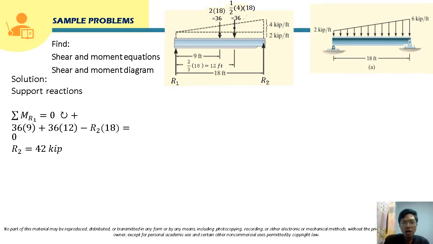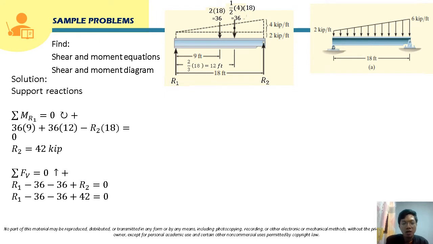Now for the other reaction, which is R1, we can sum up vertical forces since R2 is already known. So we can already use that. Summing up vertical forces, positive force will be the upward forces. So R sub 1 will be positive, minus 36 downward, minus 36, this is also downward, plus R2. So we just substitute the value of R2 here, class. Solving for R1, this will just be 36 plus 36 minus 42. This is 30 kips.